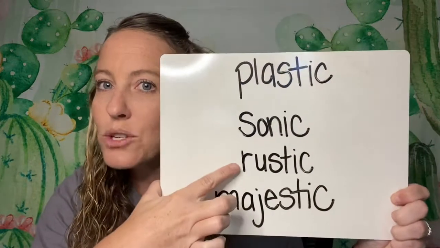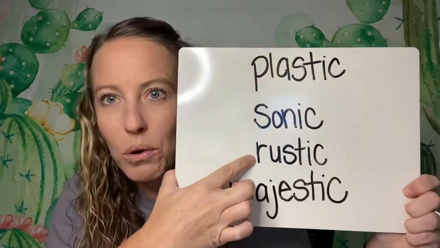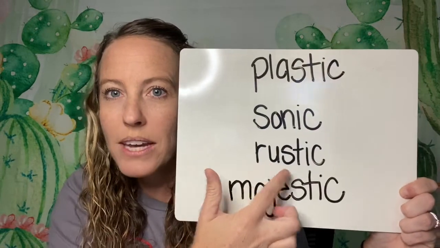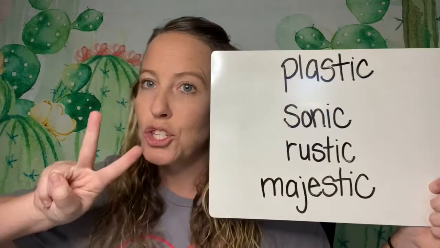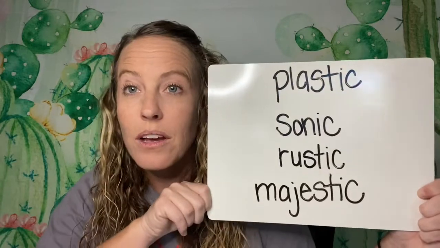Let's count it out. Ready? Sonic. 2. So it's a 2-syllable word. Take a look at the next word. How many vowels does this word have? 1, 2. It has 2 syllables. Let's count, or 2 vowels.